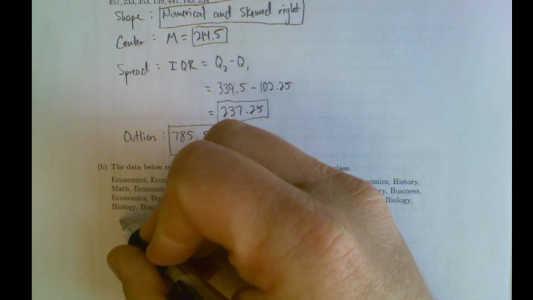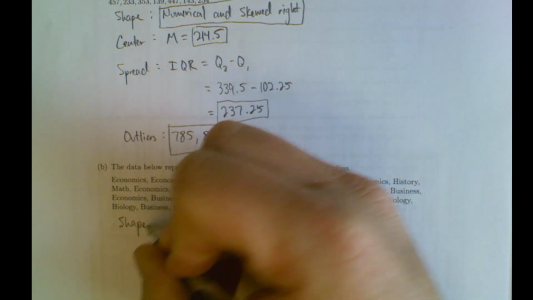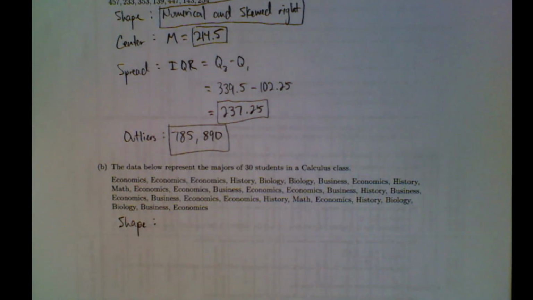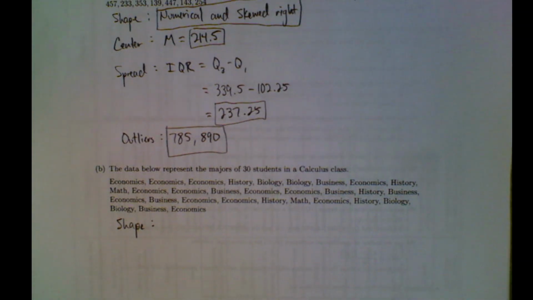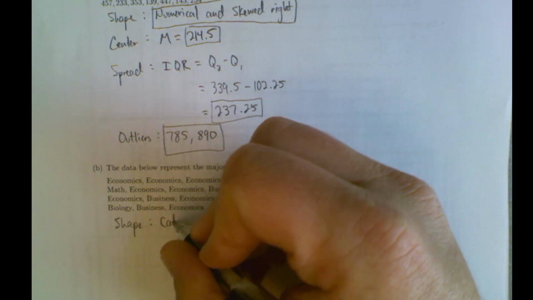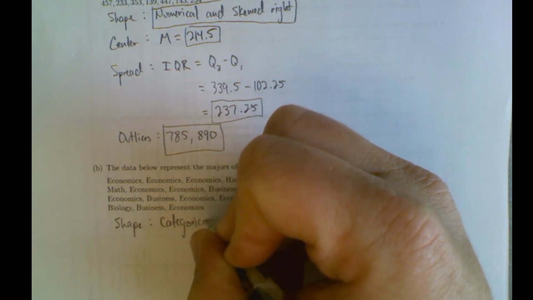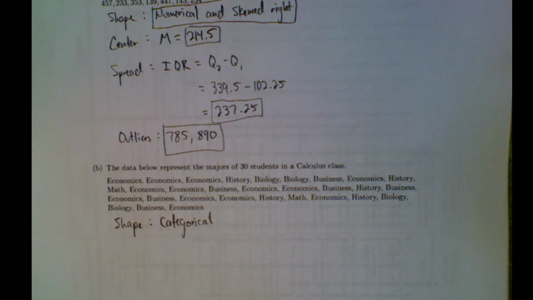It says the data below represent the majors of 30 students in a calculus class. Here we clearly have some categorical data, right? These are not numbers; they're just majors, and these are the majors of students in a calculus class. So we want to do the same thing here, identify the shape, center, and spread. The shape, well, it wouldn't really make sense to talk about the shape so much because this is categorical data.